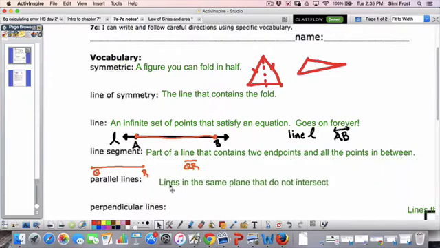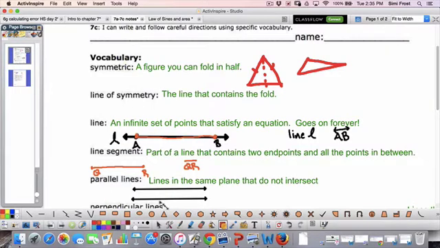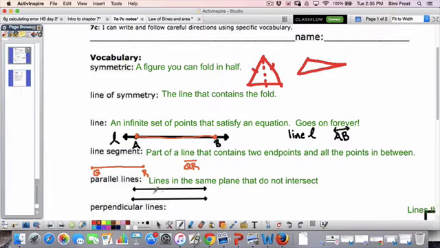Next, parallel lines are lines in the same plane that do not intersect. So as lines go on forever and ever, they would never intersect. Okay, and that could be hard to draw perfectly. So to show that these are definitely parallel lines, the way we show that in a picture is we draw these little kind of arrows on there.